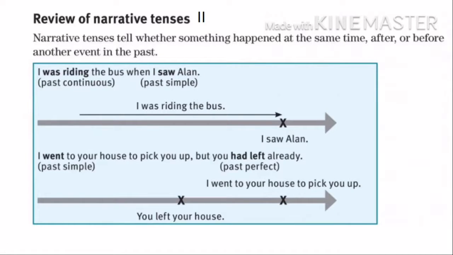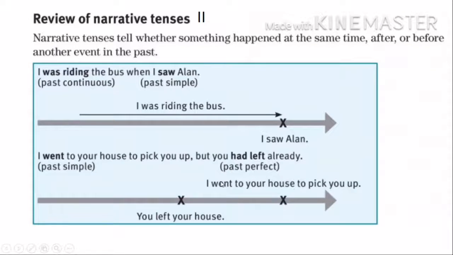So let's take a look at this sentence. I went to your house to pick you up. It's past simple. But what happened before? You left your house. You had left already. We're going to see when we use already, and we're going to check the structure of past perfect.